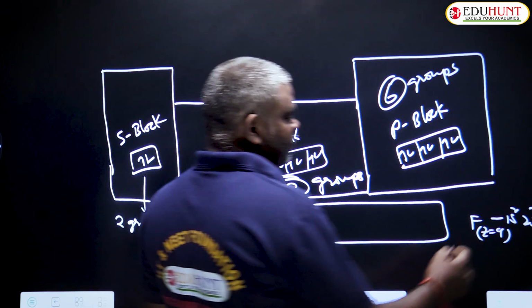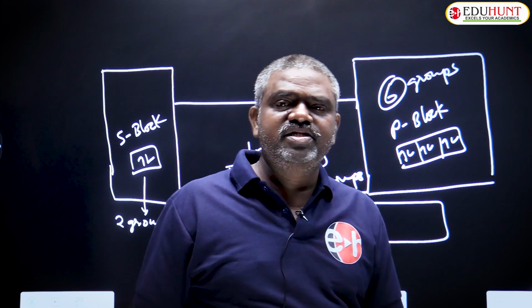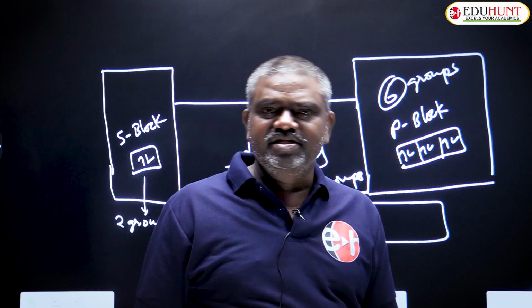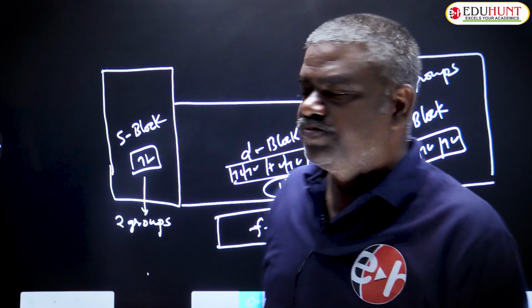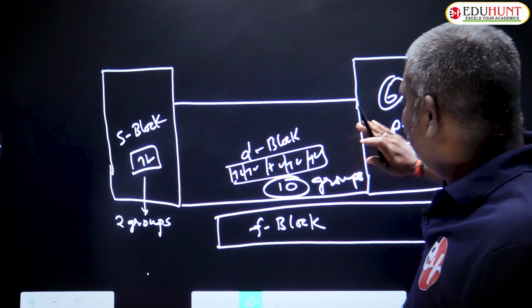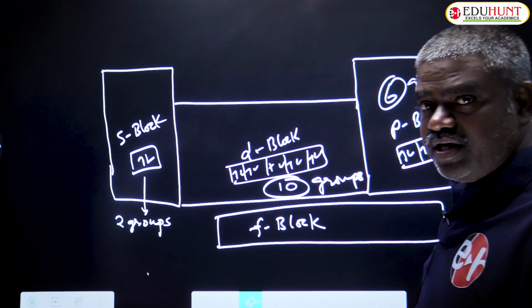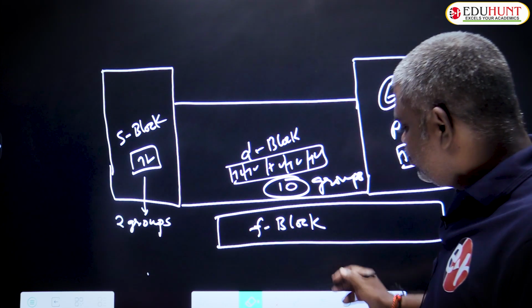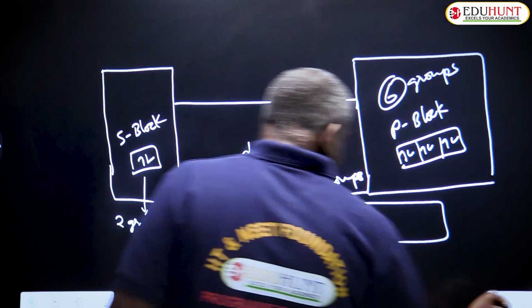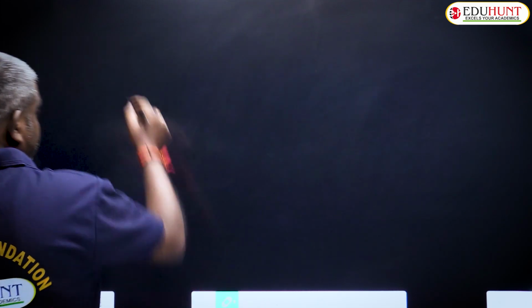So based on differentiating electrons, the elements are classified into S block, P block, D block and F block elements. Yesterday I already explained S block elements, which are present on the left side of the periodic table. P block elements are present on the right side, D block elements in the middle, and F block elements at the bottom of the periodic table. Now P block elements.